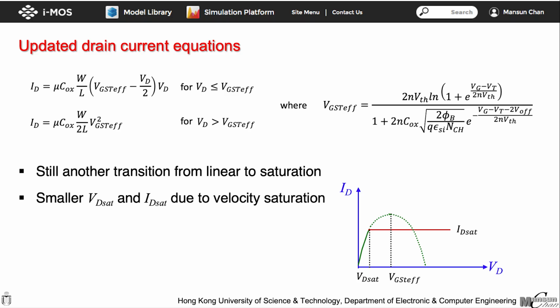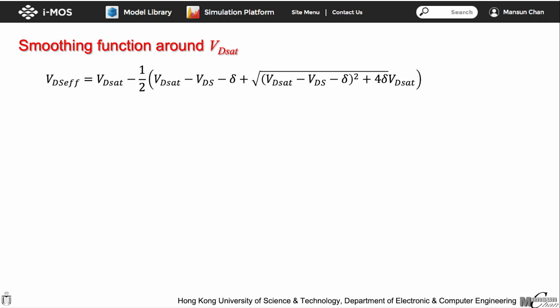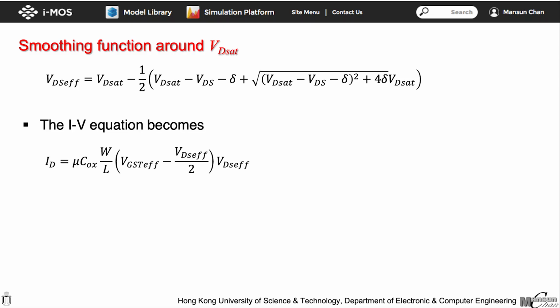While the current remains continuous after adjusting the saturation drain current, the derivatives at the VD set point become discontinuous. To ensure that both the current and the derivatives are continuous and smooth, another smoothing function is used. This is accomplished by introducing a new variable, VDS effective, defined by the expression provided here. We then use VDS effective to replace the VD term in the linear region MOSFET equation.